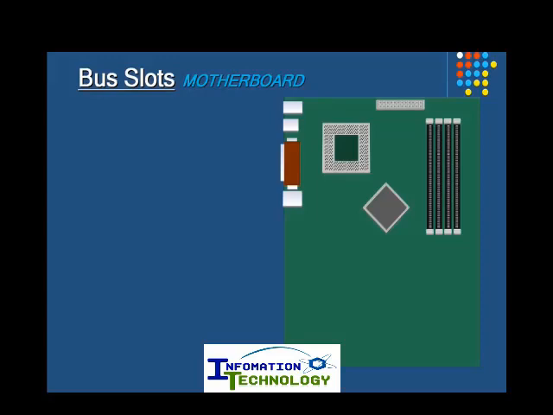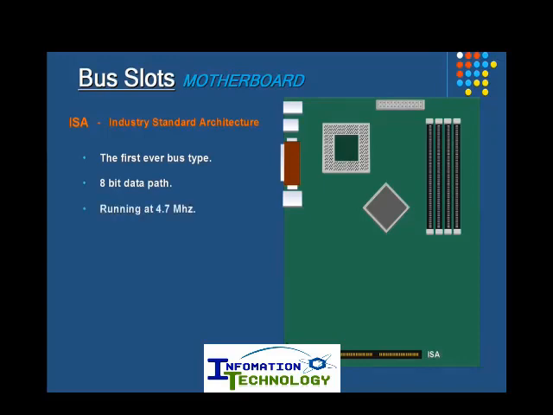Bus slots come in different types. The first ever bus type is called ISA, which stands for Industry Standard Architecture. ISA slots have an 8-bit data path running at 4.7 megahertz. ISA slots are old and slow, and are not seen on modern motherboards, and have been succeeded by the faster PCI slots.